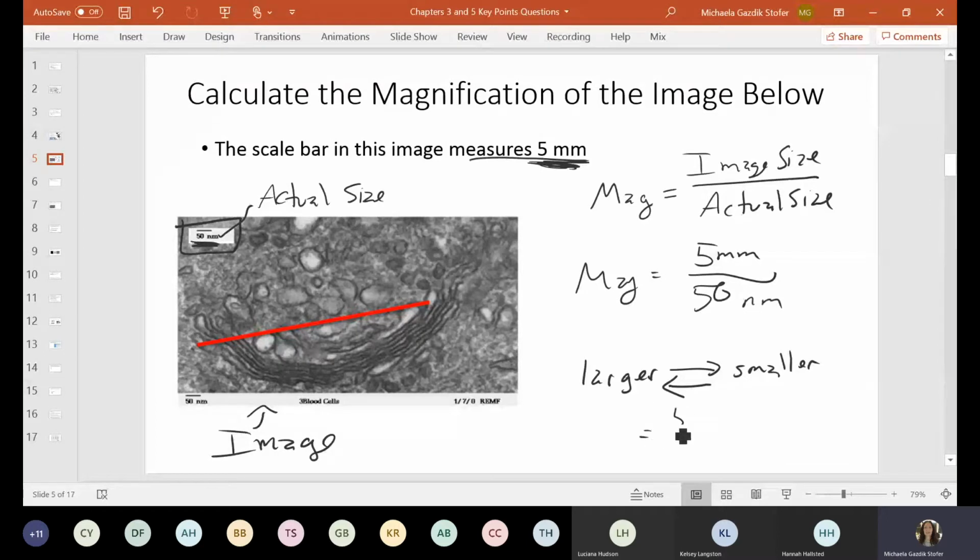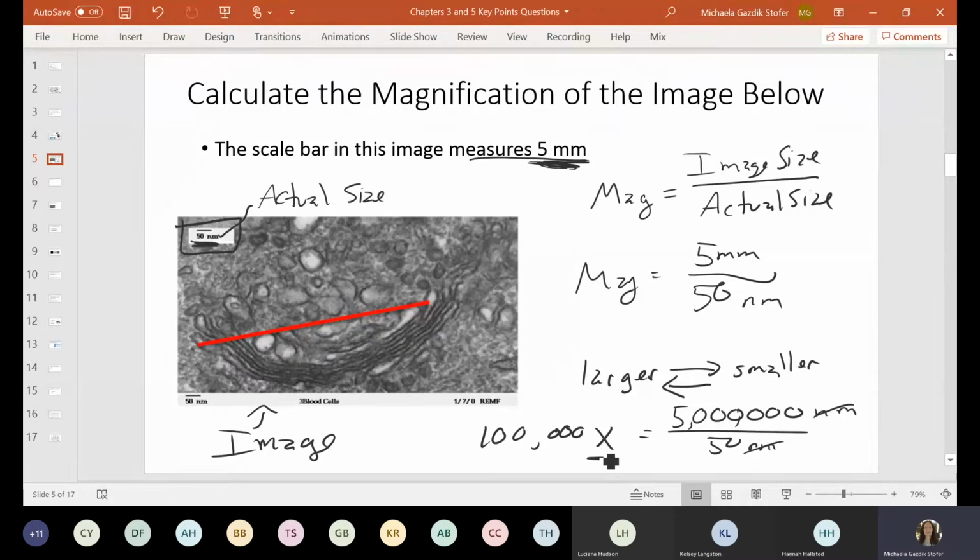So if we were going to do that conversion, millimeters are larger than nanometers. So I'm going to the right. And I'm going 6 spots, 1, 2, 3, 4, 5, 6. And so 5 millimeters is the same thing as 5 million nanometers. I divide that by the 50 nanometers, and I'm going to get that the magnification of this image was 100,000 times. Okay. Notice your units cancel out. There's no real unit to magnification. It's just how many times bigger is something. And so we typically just put the X there as a times larger.